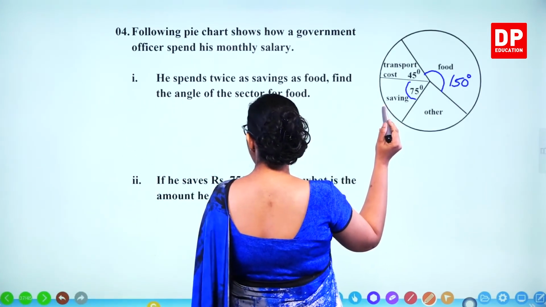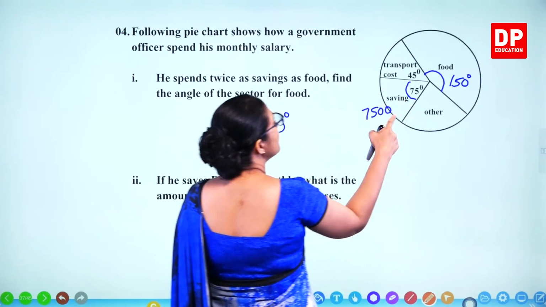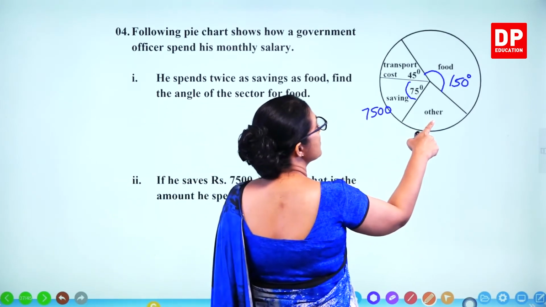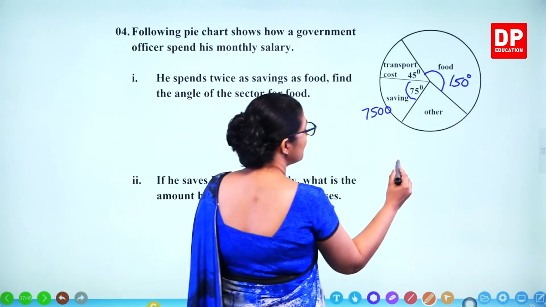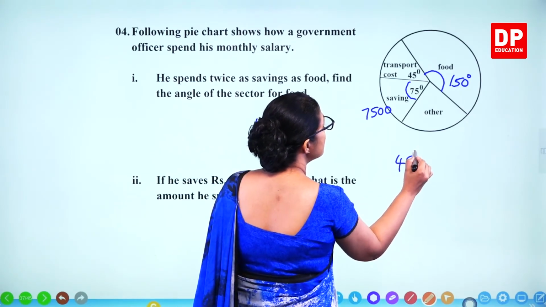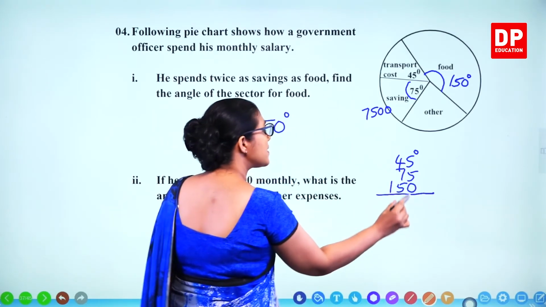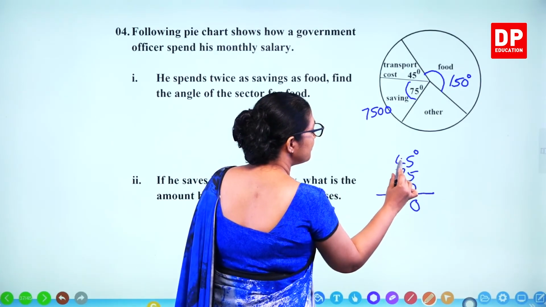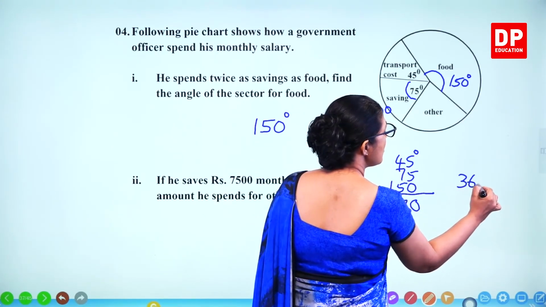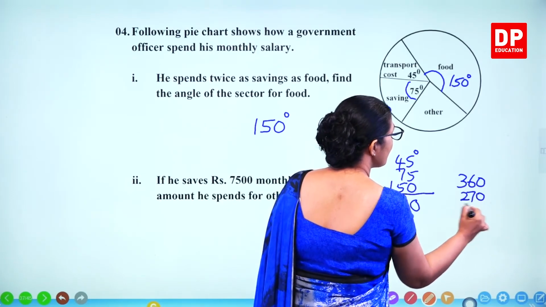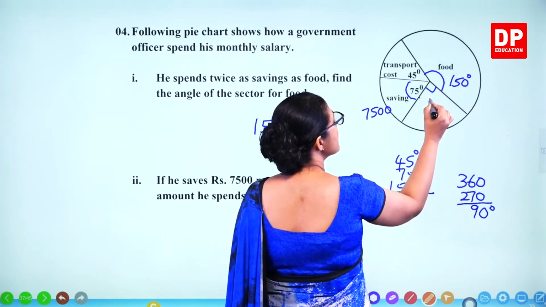So 7,500 for savings. So this is 7,500. And we need to find out this. Before that, we need to find out the angle. So what's the angle? First add all these angles and subtract from 360. So subtract from 360, you get 90 degrees here. This is 90 degrees.